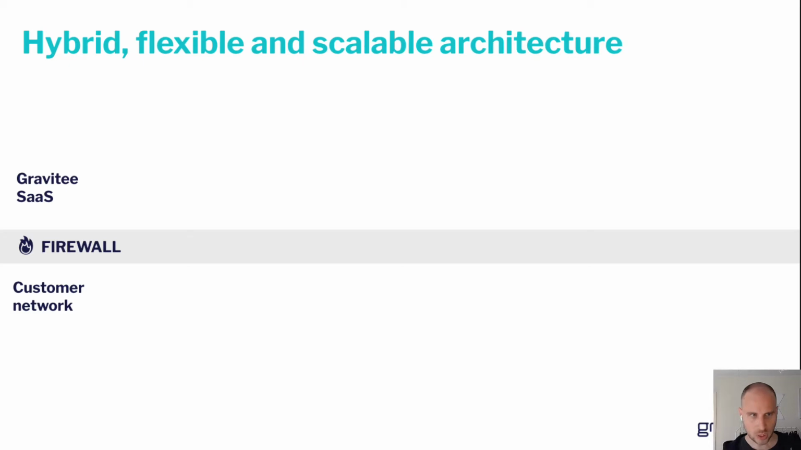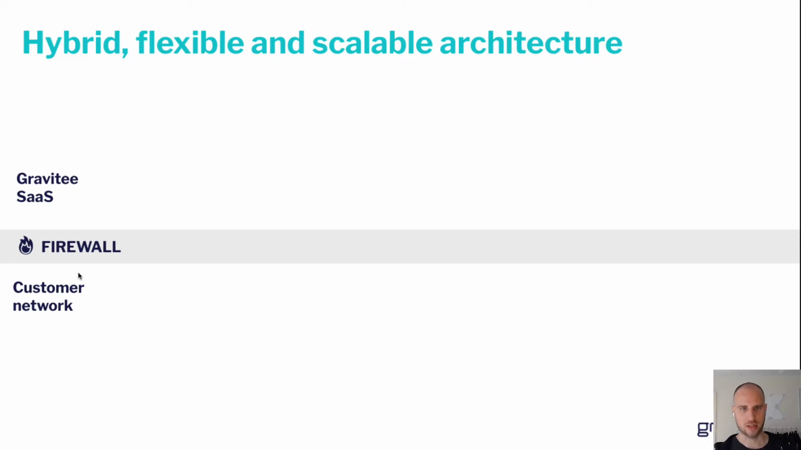So in here on this slide, I have two different kinds of deployment models. I have the Gravitee SaaS, where we host everything on top of the firewall here in the diagram. And then we have the firewall, and within that firewall, for example, your customer network. So let's take the example of where you would like to deploy the full Gravitee solution within your network, whether that's within your favorite cloud provider or whether that is within your on-premise data center.